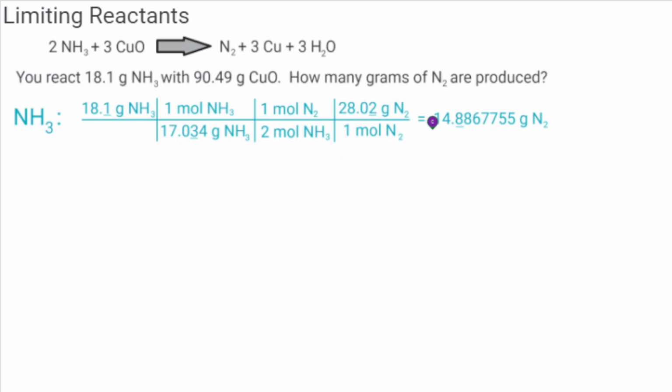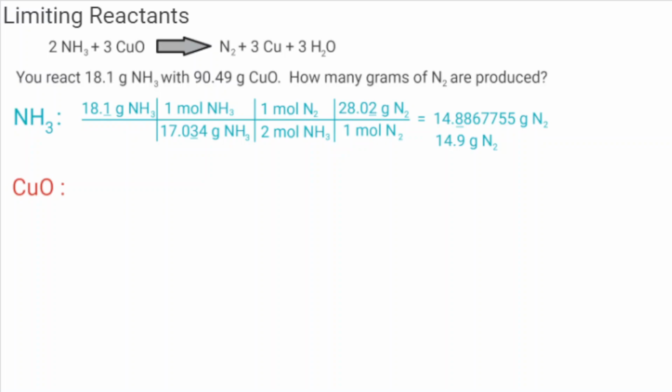So we can go ahead and round that off at this point. So we get 14.9 grams of nitrogen. So we're not done yet because we have only figured it out if ammonia was our limiting reactant. We don't know which is our limiting reactant, ammonia or copper oxide. So I need to do it again, but this time using copper oxide.